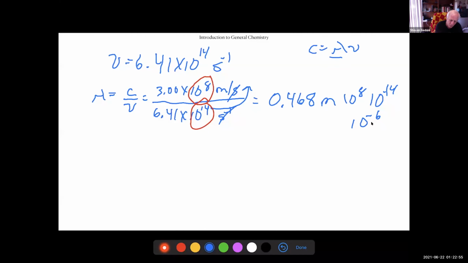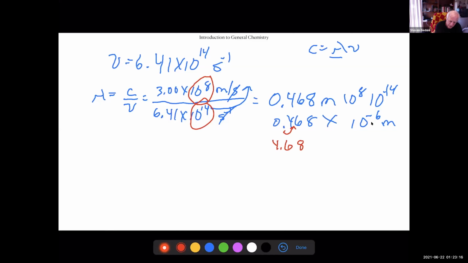Okay, so we got 0.468 times 10 to the minus 6 meters. So we're going to move this one place, right, to make it 4.68, put in scientific notation. So we'll end up with 4.68 times 10 to the, and I moved it one place, and I made that number bigger. I went from 0.4 to 4. So I can make this one smaller by 1. So 10 to the minus 7 meters.